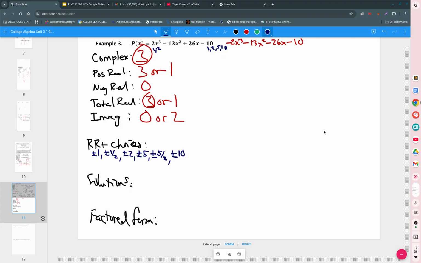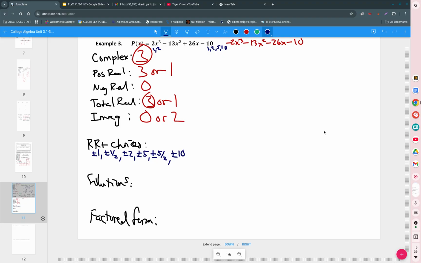Does it factor? Kind of a trick question, right? We've learned now everything factors, doesn't it? Everything factors. Does it factor in a way that you can see? Absolutely not. No, I can't see it either. Time to use rational roots theorem, huh? What would you like to guess? 1. 1? 2 minus 13 is negative 11, plus 26 is 15, minus 10 is 5. Nope.